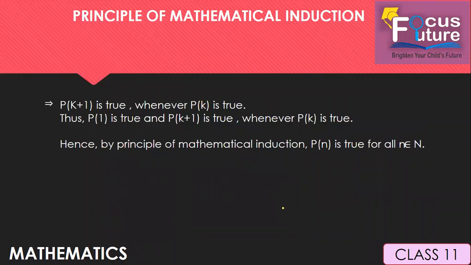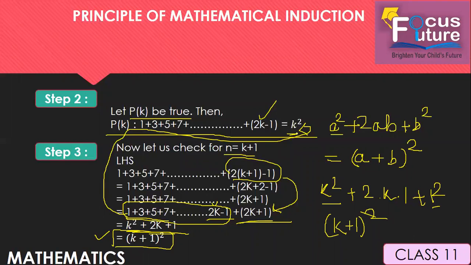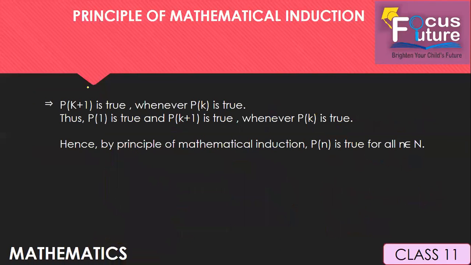Now your RHS would also become, on placing k plus 1, k plus 1 whole square. So both LHS and RHS are equal. So this shows that Pk plus 1 is true whenever Pk is true. Thus P1 is true and Pk plus 1 is true whenever Pk is true. Hence, by the principle of mathematical induction, Pn is true for all n belonging to N.